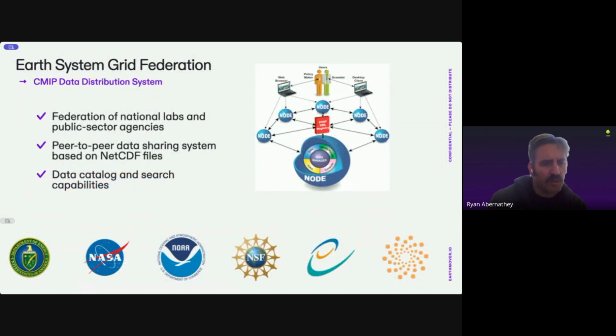In terms of data distribution, CMIP data are distributed by an organization called ESGF, Earth System Grid Federation. This is a federation of national labs and public sector agencies that have developed a peer-to-peer data sharing system based on netCDF files. They also provide data catalog and search capabilities, and they've been doing this since the 90s. So it's an incredible resource for the climate modeling community.